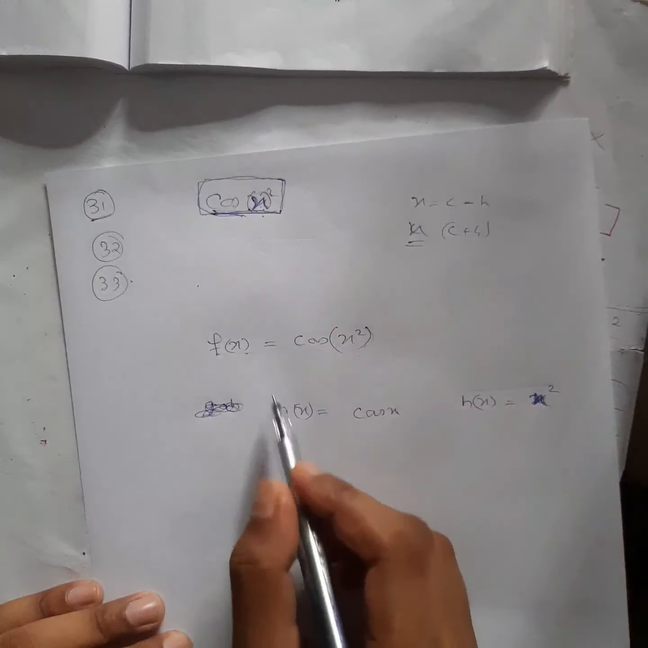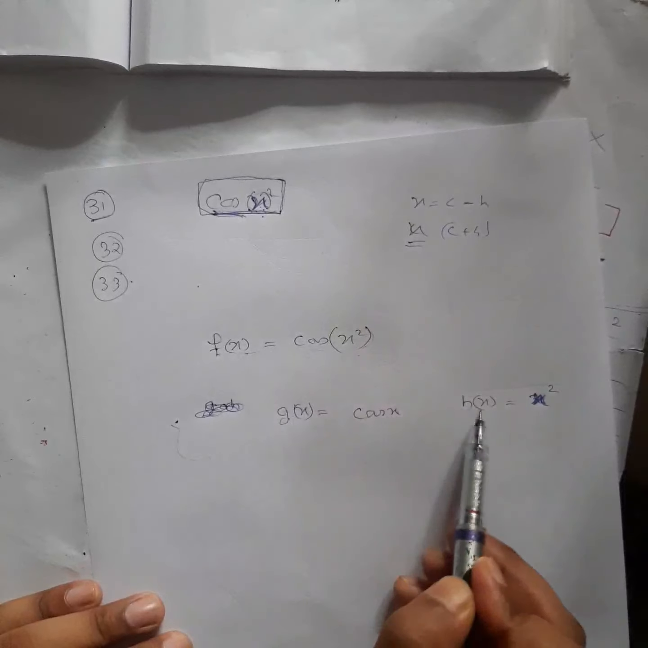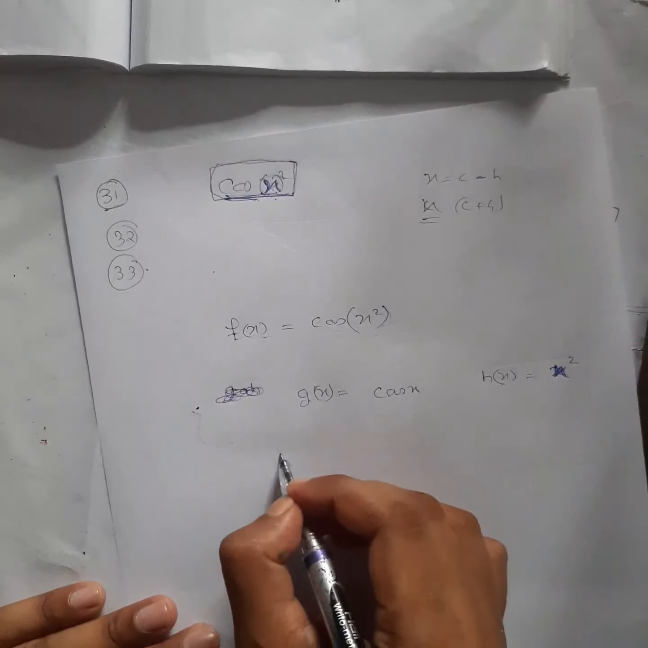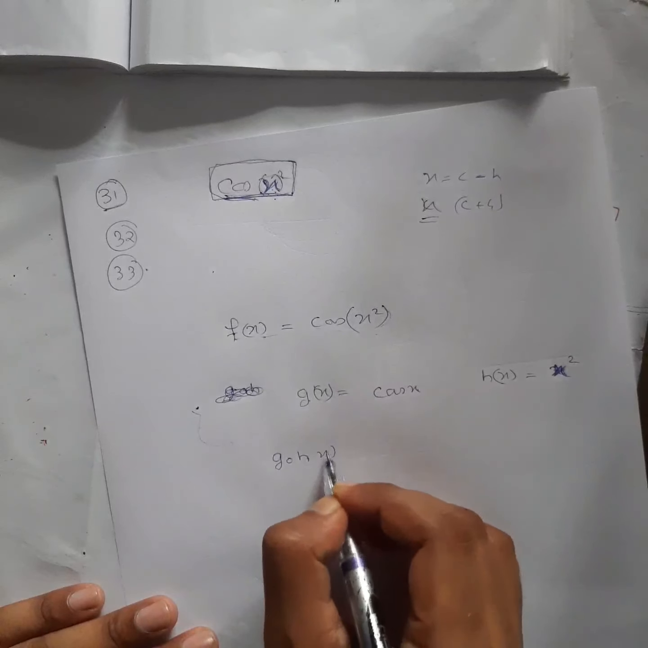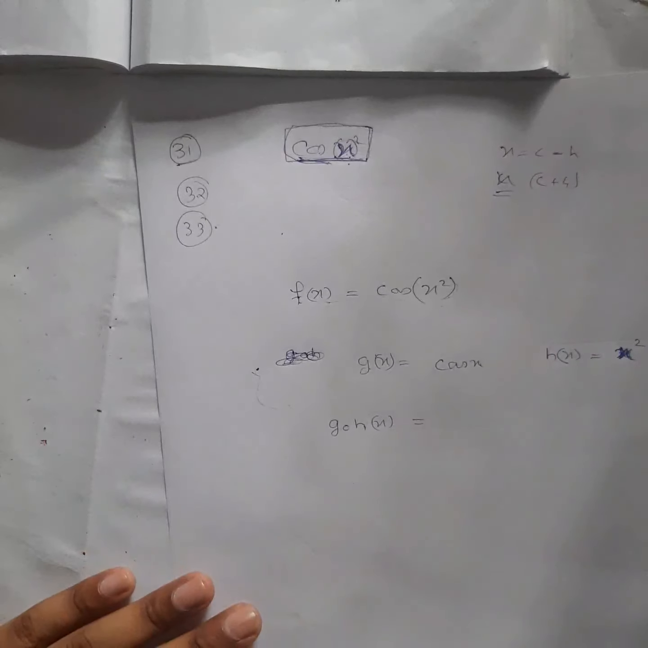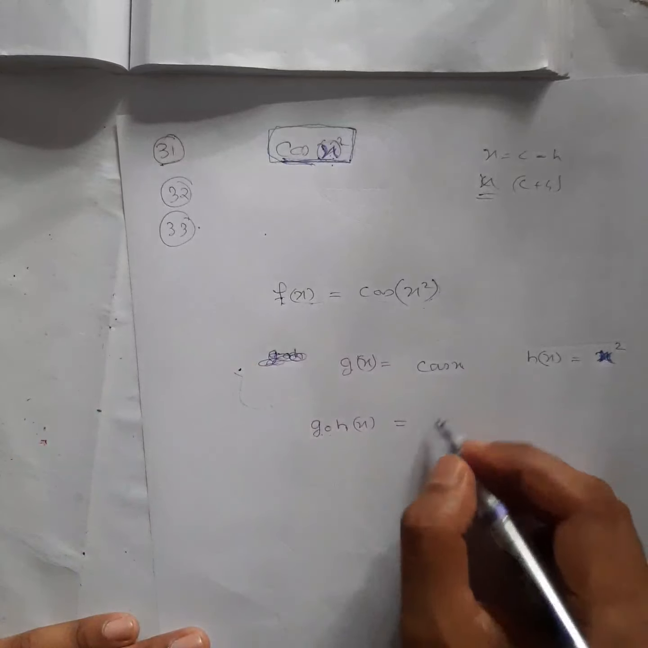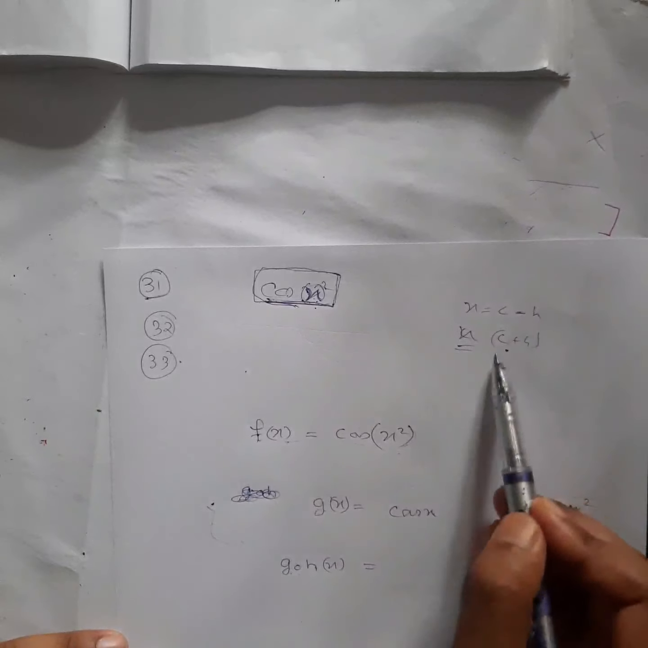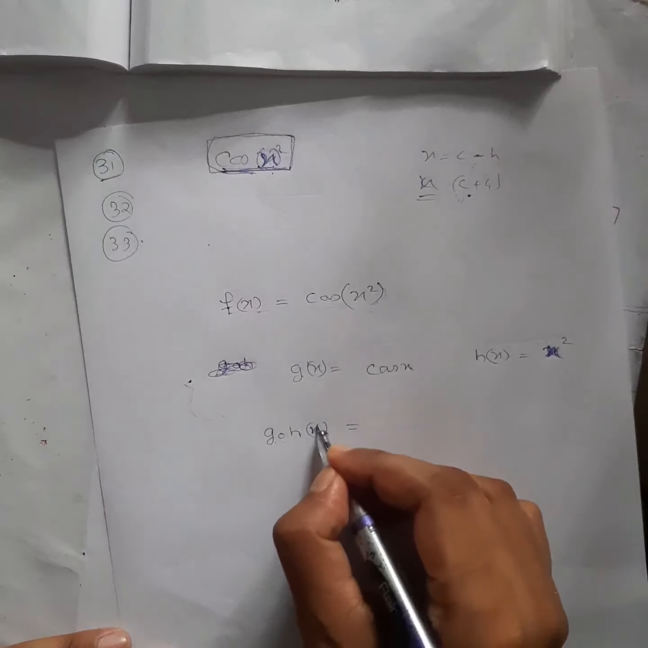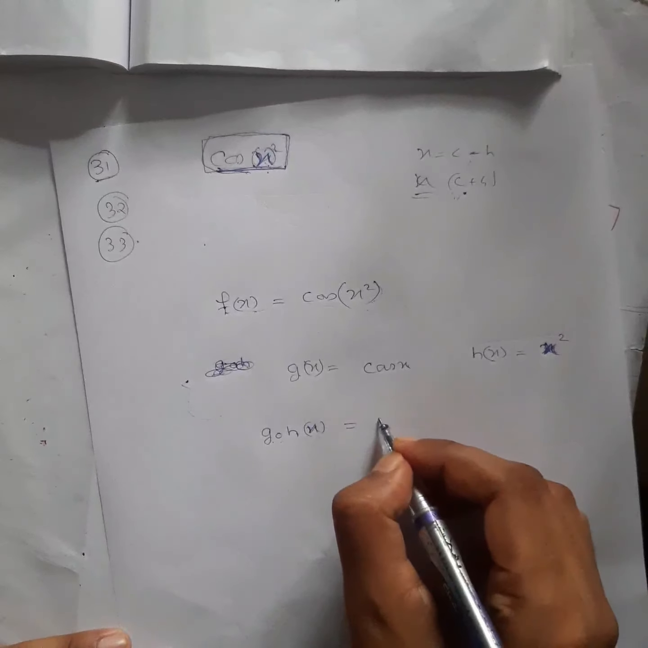So see, this f x is a composition of these two functions. How? You can see here, g of h, if you find out the composition function, I hope you remember. Why it will be easy, you will understand now. This is much easier to solve. Otherwise you can go for this one also, but this will be a little lengthy. That's it. Okay, so g of h x, what will it be?